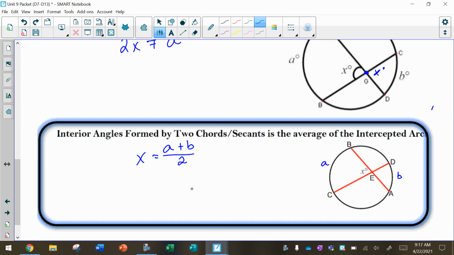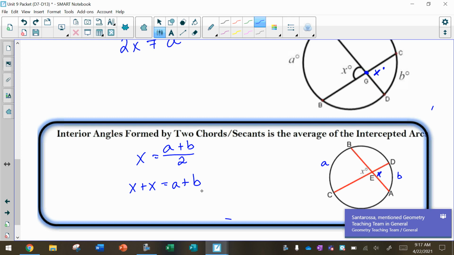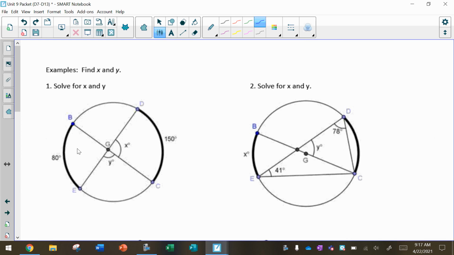Or another option is, if you understand that this is also x, some students like to do x plus x equals a plus b. And I'll show you some examples that use both methods so you can determine which one you like better. Okay? All right, so let me show you an example here.